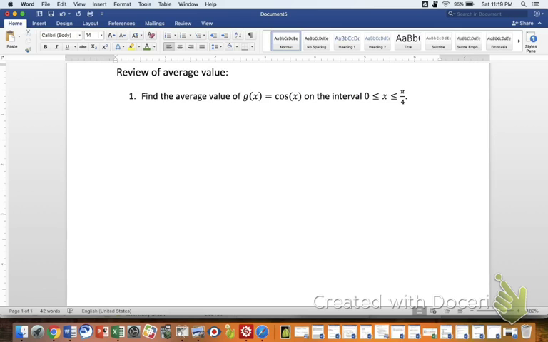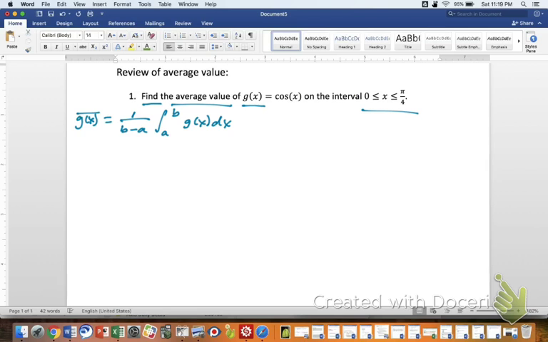Notice that the instructions are really pretty straightforward. It says find the average value of g of x equals cosine of x on the interval from 0 to pi over 4. What we'd want to be able to do here is recall the formula to determine the average value of a function. Here it is, the most generic version: 1 over b minus a times the integral from a to b of g of x dx. This gives us the average value of g of x on the interval from a to b.